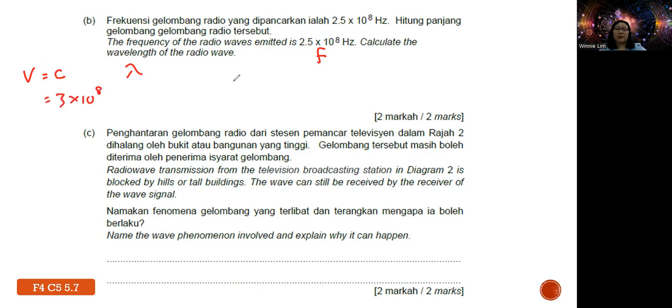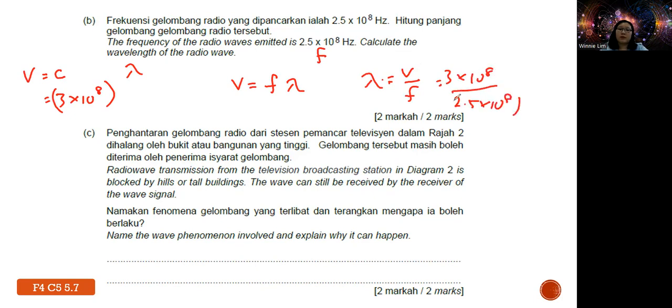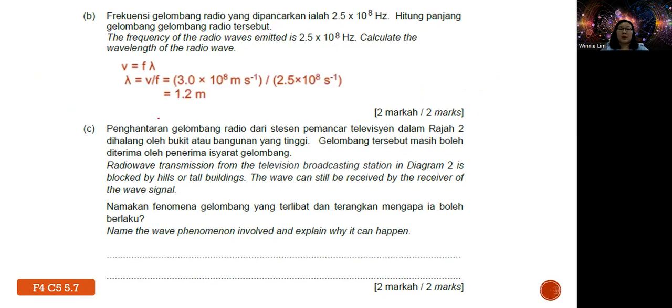So therefore, you can apply the wave formula, which is V equals to F lambda, and rearrange: lambda equals to V over F, and this V is actually C also, 3 times 10 power of 8, then divide by 2.5 times 10 power 8. Whenever you use this formula, since you divide something multiply, it is advisable to bracket it, or else your answer will be different. So hence you will have the answer of 1.2 meter. Make sure your answer comes with a unit, and the unit for wavelength is meter.